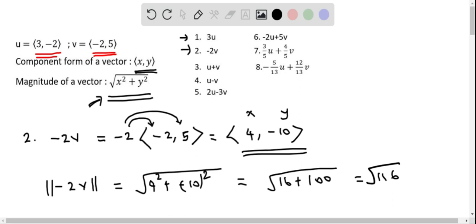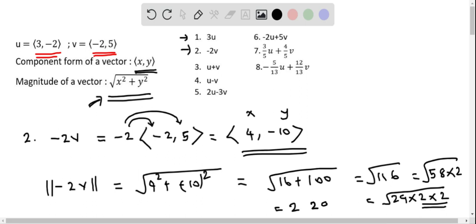We can try to simplify this. So this is 58 times 2, and this is equivalent to 29 times 2 times 2, which means I have 2 in a pair, so I can take it out of the square root. So I can write this as 2 root 29. So this is the magnitude of the negative 2v vector. Let me remove this.